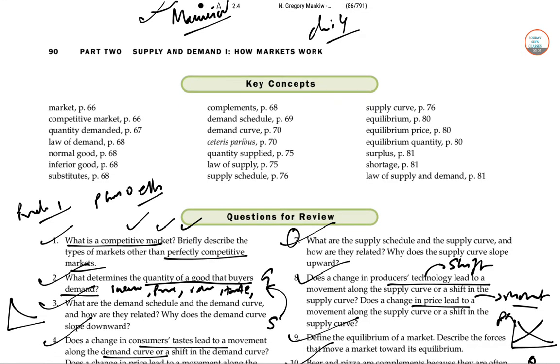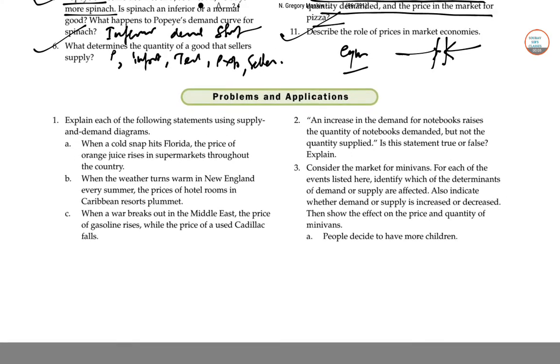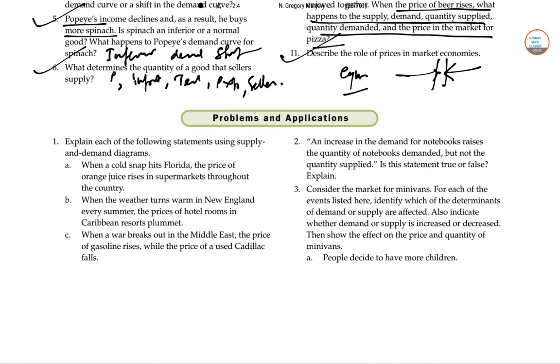We are solving Principles of Economics, Mankiw, Chapter 4, problems and applications. The first question is to explain the following statements using supply and demand diagrams. When a cold snap hits Florida, the price of orange juice rises in supermarkets throughout the country.